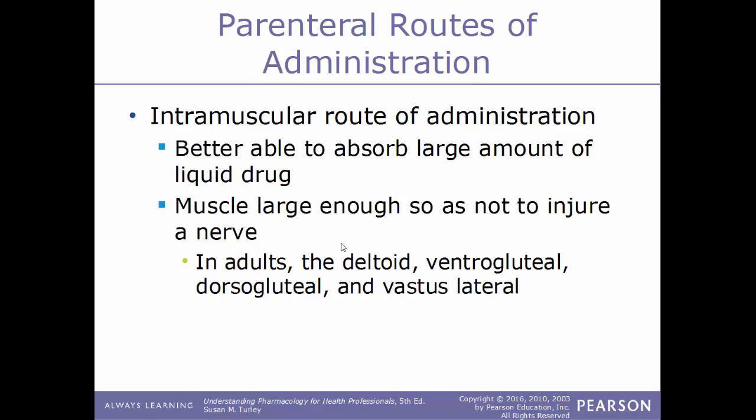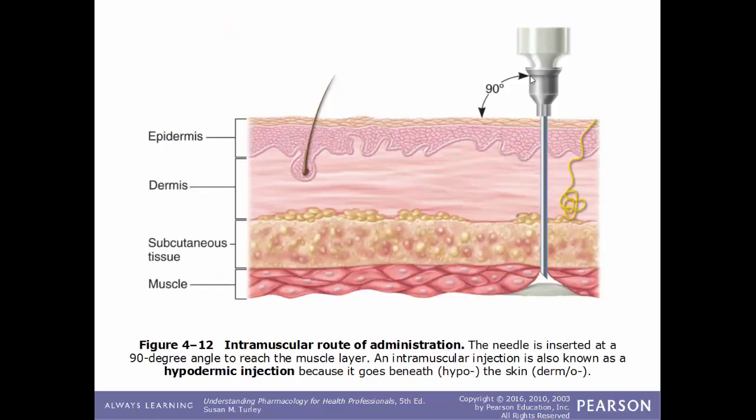And you have to make sure that the muscle that you are injecting into is large enough so it won't injure any nerve nearby. So for adults, this is why certain locations are commonly used, like the deltoid, ventrogluteal, dorsal gluteal, and the vastus lateralis. And here's how this will look. The syringe is held at a 90-degree angle. You're going straight down, past the epidermis, past the subcutaneous layer, directly into the muscle. And this is another example of a hypodermic injection, because you're going below the dermis.